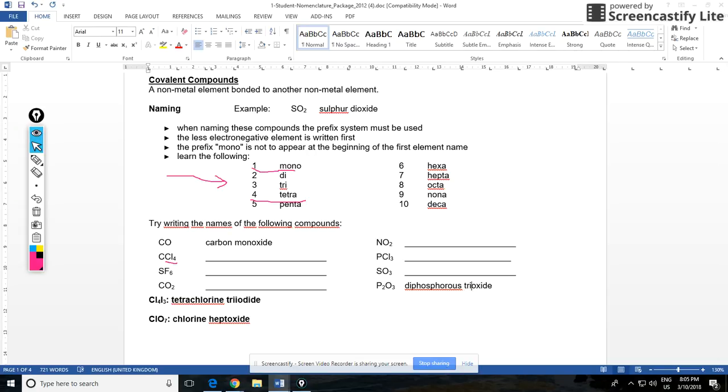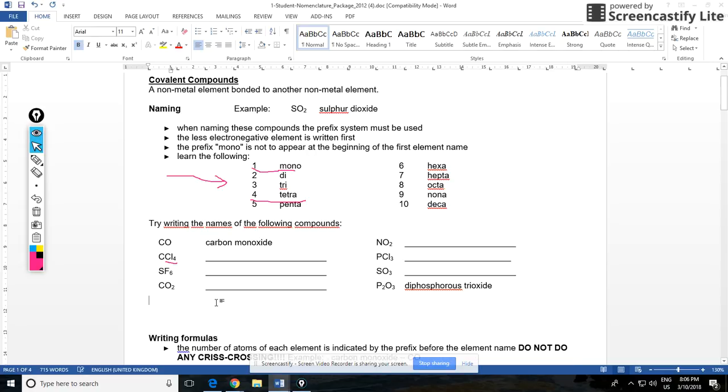trioxide. The reason I didn't drop the I is because that's the exception to dropping vowels. You leave the I there. But if it was an A, you would have dropped it. If it was an O, you would have dropped it. But the I you leave as is. So here we have diphosphorus trioxide. And so that was a quick review of how to name the covalent compounds.